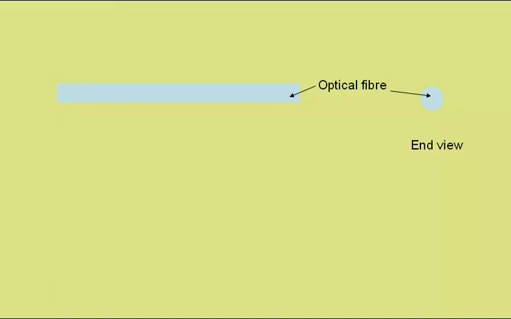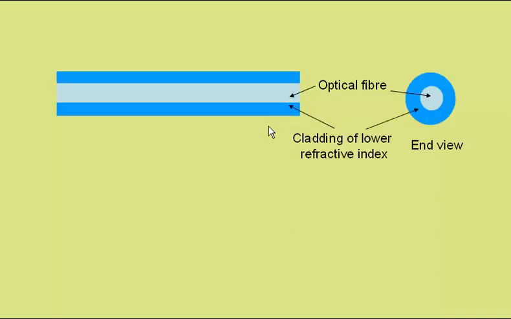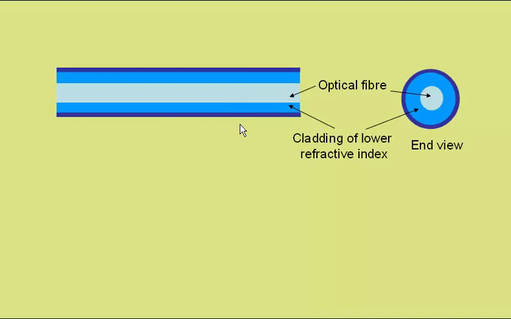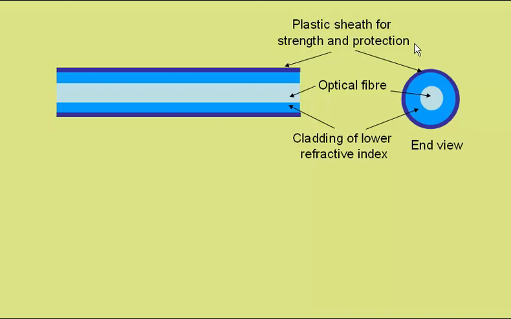The construction of an optical fibre is a little bit more complicated than shown on the last slide. Here we have the optical fibre and an end view. The fibre is encased in a cladding of a lower refractive index than the fibre. That means the light will travel more quickly in the cladding than it will in the fibre. There is also a plastic sheath which gives strength and protection to the fibre.